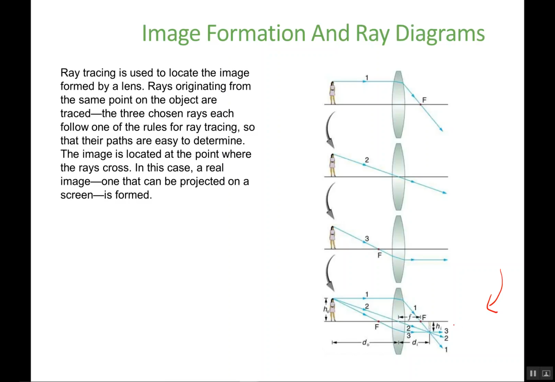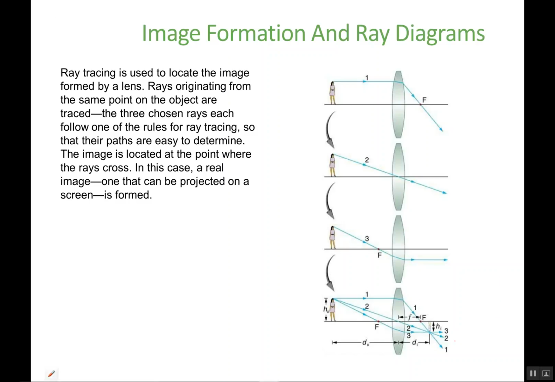So remember, the key to image formation is where these rays intersect. They all came from the same spot, the head of this lady. So where they intersect, an image of the head of the lady will be formed, which will be right there. Right here.